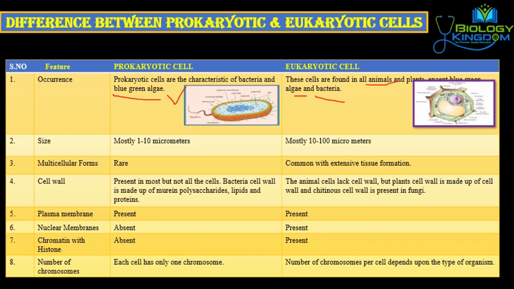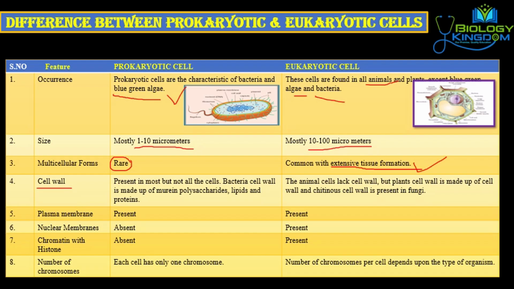Coming to the size, prokaryotic cells are usually from 1 to 10 micrometers, whereas eukaryotic cells are from 10 to 100 micrometers. The occurrence of prokaryotic cells in the form of multicellular organisms is very rare, but in eukaryotic cells we have it in the form of extensive tissue formation.